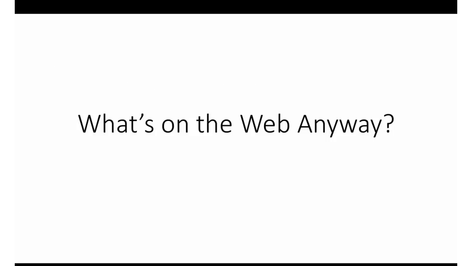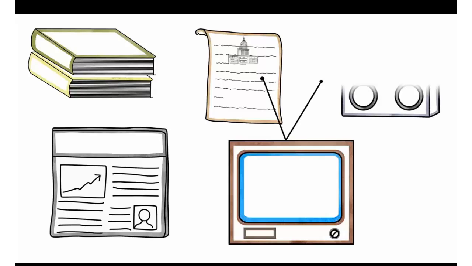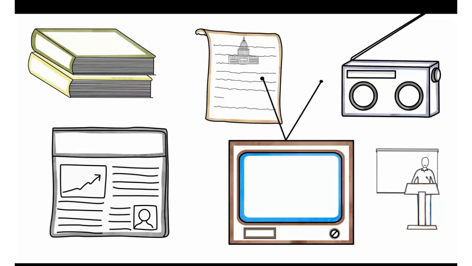What's on the web anyway? Before the internet, people found information in traditional print and multimedia sources like books, newspapers, government publications, TV and radio broadcasts, speeches, and many more.